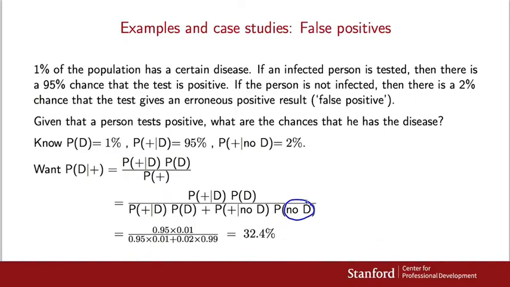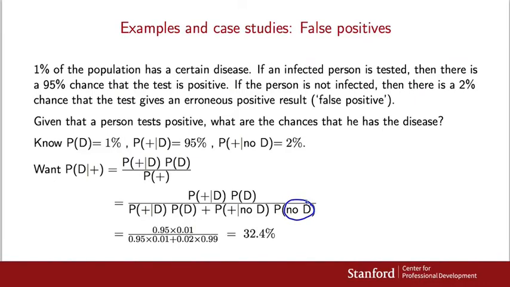This is surprisingly low. After all, there's a positive test. The test seems to be quite good. 95% of the time when the disease is present, the test finds it. And only 2% of the time when the disease is not present will the test give an erroneous result. So how come then there's only a 32% chance that the disease is there if we have a positive test?